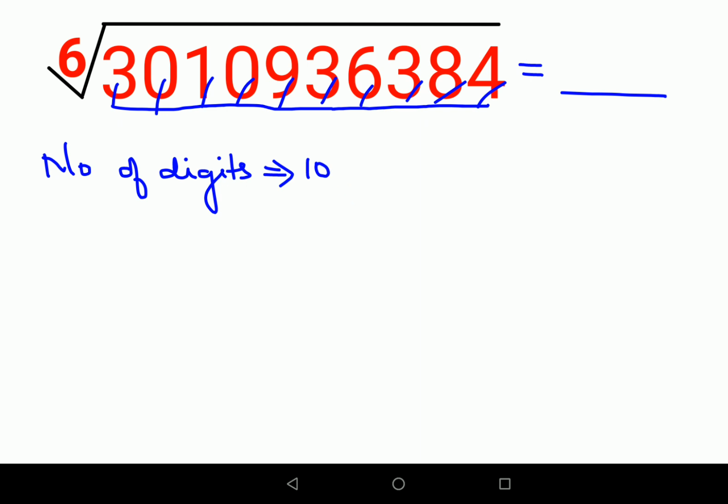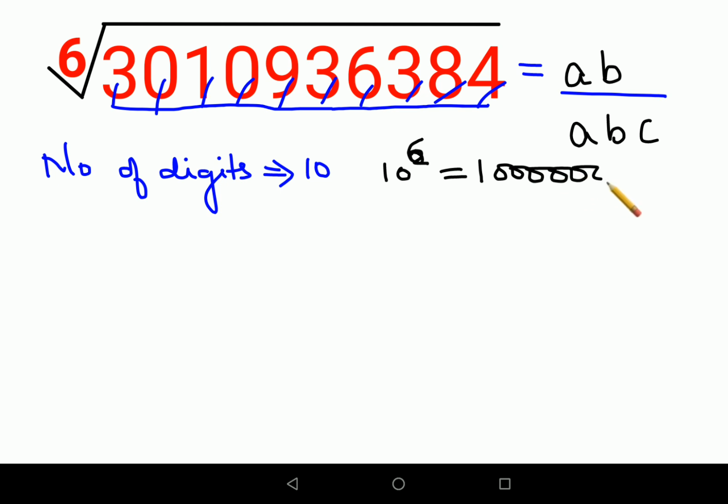Now first we'll figure out whether the answer is of the form A B, or A B C, meaning the answer has 2 digits or 3 digits. For that, we'll first understand how many digits are there in 10 raised to 6. We have 1 and how many zeros? 1, 2, 3, 4, 5 and 6 zeros.